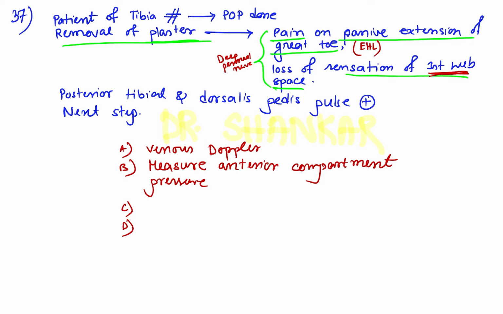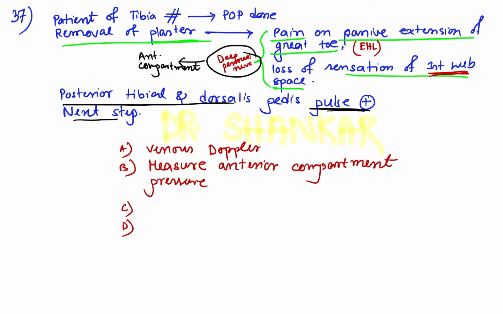Deep peroneal nerve is a nerve of the anterior compartment of the leg. So deep peroneal nerve supplies the anterior compartment, superficial peroneal nerve the lateral compartment, and posterior tibial nerve supplies the posterior compartment of the leg. And on examination, posterior tibial and dorsalis pedis pulse is normal. So what is the next step? This pain on stretching after plaster is indicative of nothing but impending compartment syndrome.